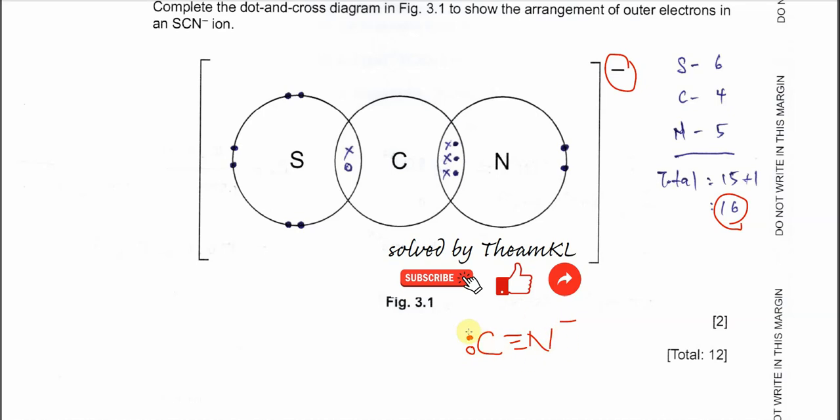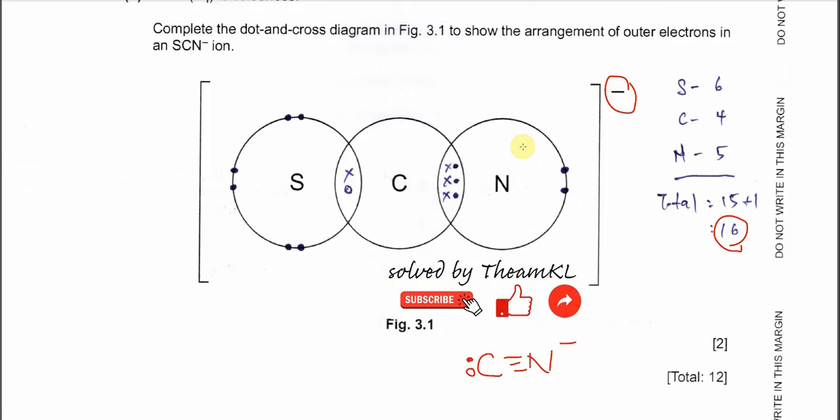Imagine that this lone pair is donated to the sulfur to form the dative bond. This is how the dot cross diagram looks like. Of course, this dot cross diagram is not 100% correct. If you find that something is wrong with the diagram, of course you can tell me or suggest, no problem.